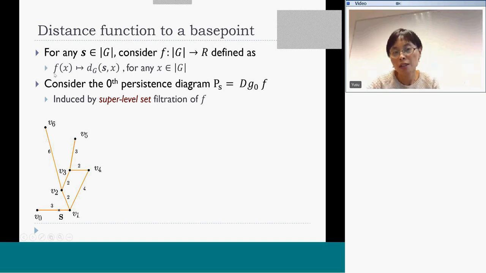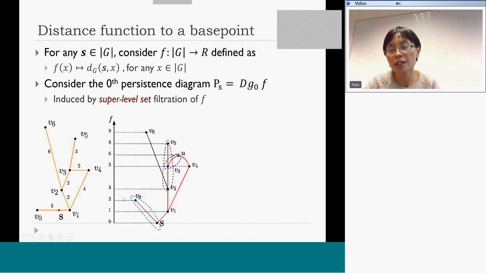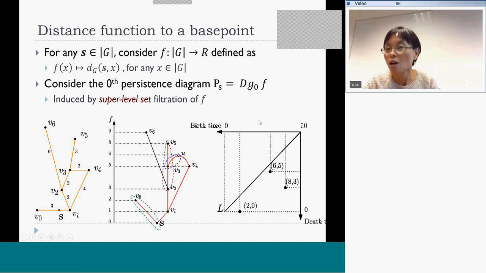So for this function, I want to have a way to summarize the information encoded in this distance function. And for this, we use the so-called zero-dimensional persistence diagram of the function. In the middle of this slide, I showed the function values of the distance function to the point S. Basically, what is the zero-dimensional diagram? Here I consider the persistence diagram induced by the super-level set filtration of the function.